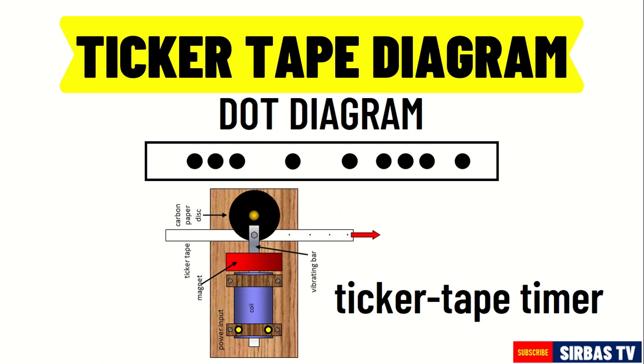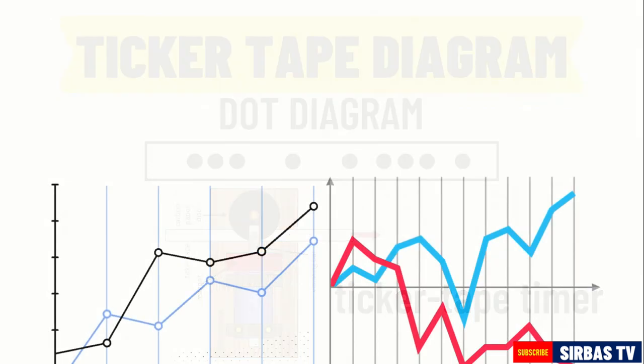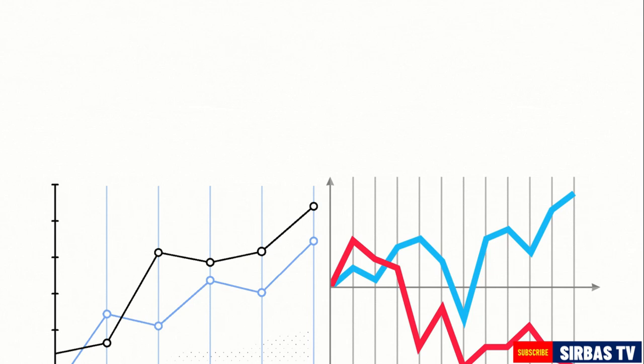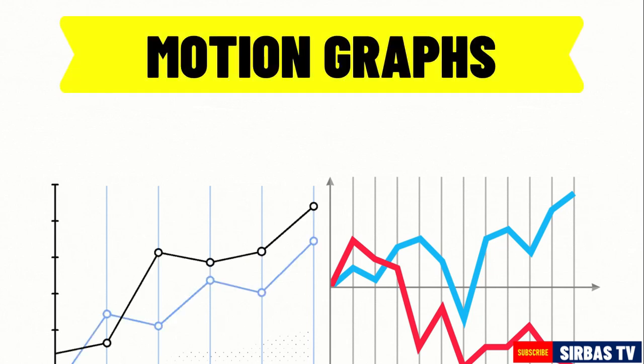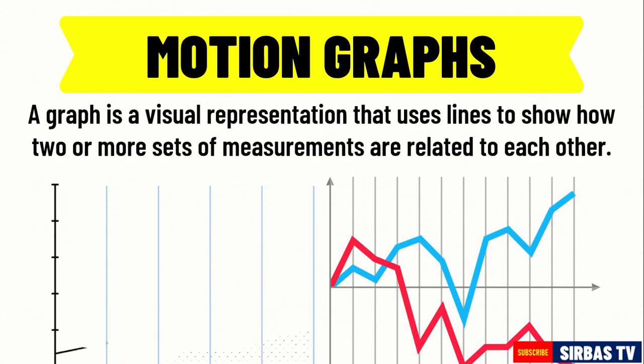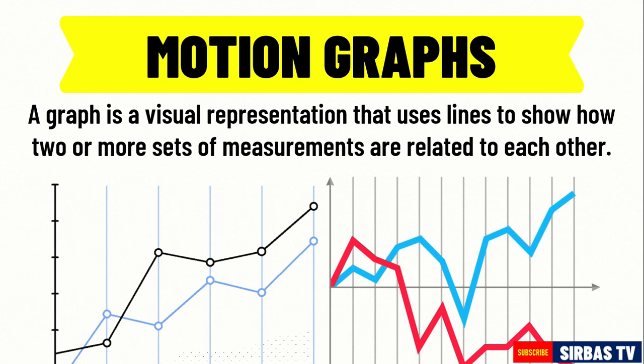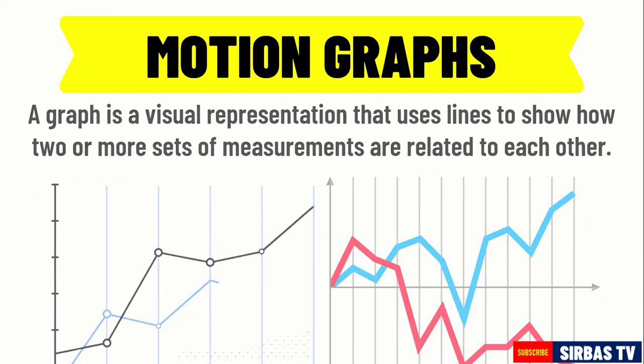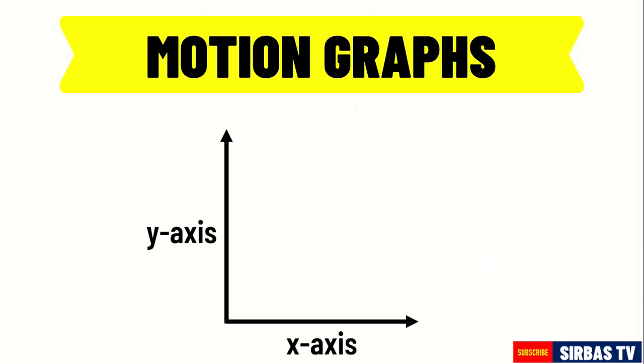Let's go! Aside from diagram, the motion of an object can also be represented using graphs. In physics, these are called motion graphs. A graph is a visual representation that uses lines to show how two or more sets of measurement are related to each other. In this video, we are going to use lines on two axes, the x-axis and y-axis.